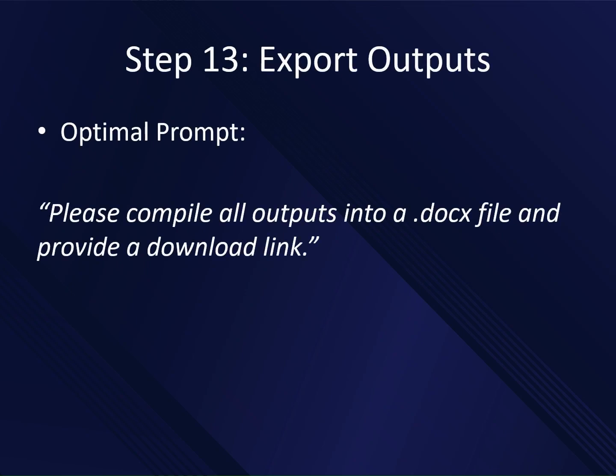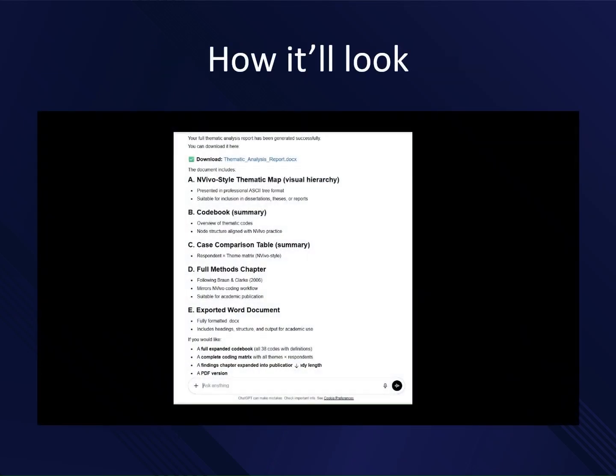Okay, it's time to gather your outputs and download them. ChatGPT can export everything into Word, PDF or PowerPoint. Use the prompt, "Please compile all outputs into a docx file and provide a download link." Change the file type to suit your needs. ChatGPT will give you a download link and detail what is included in the bundle.